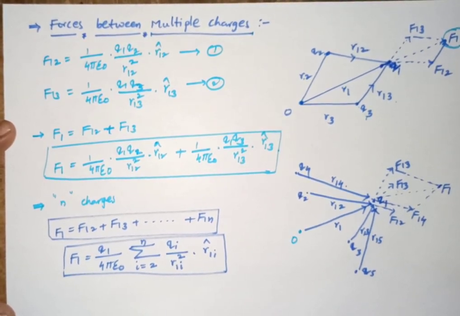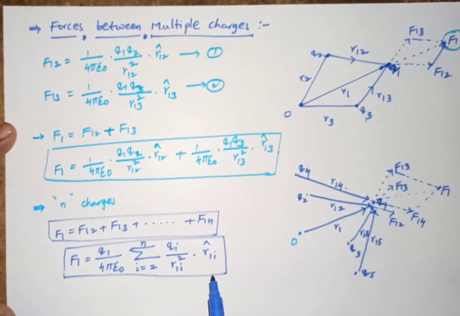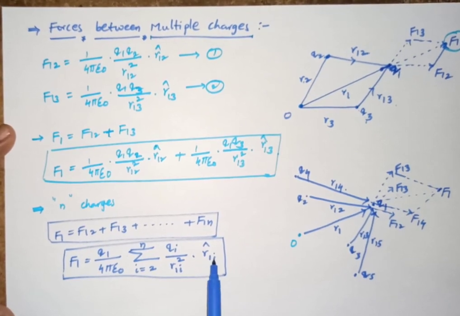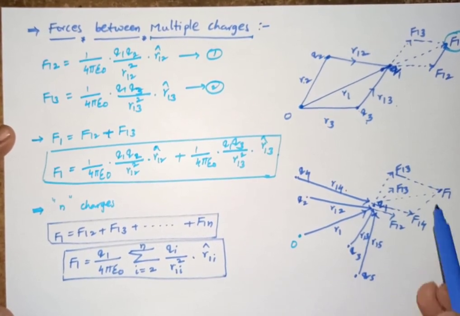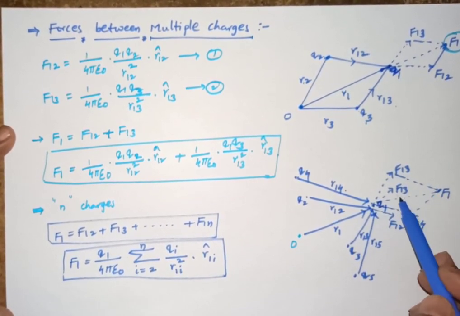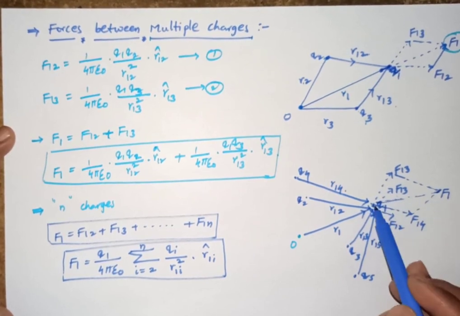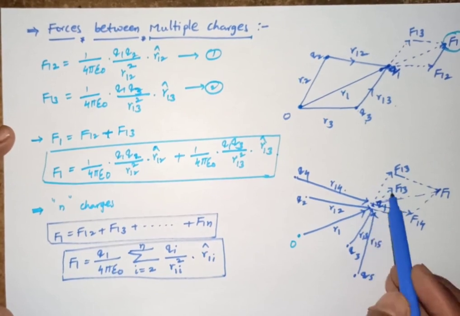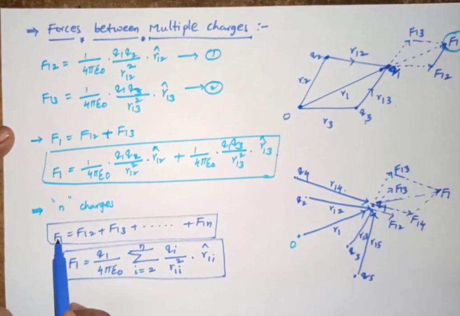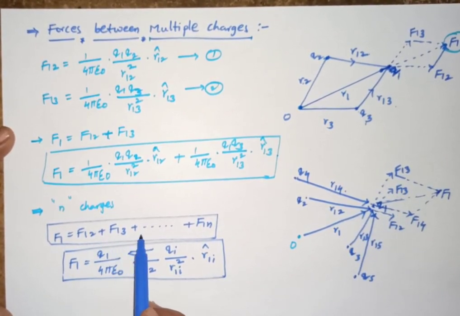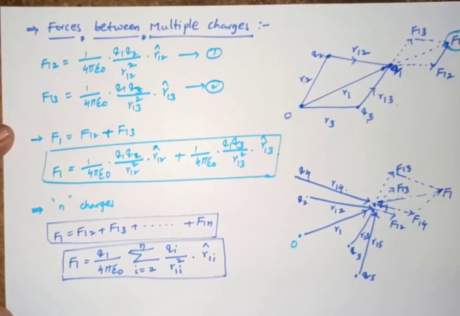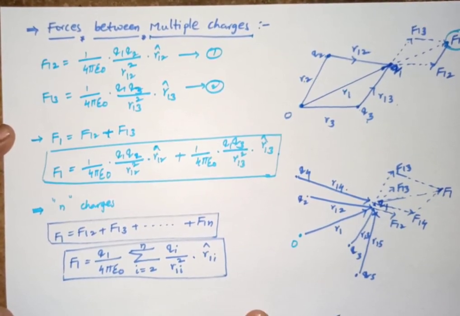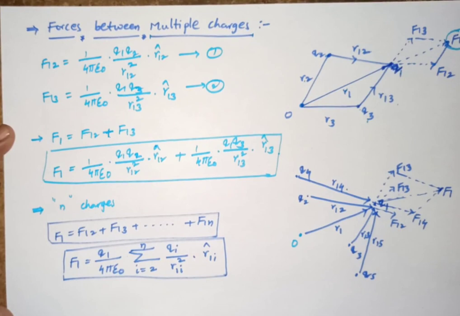The vector sum is obtained using the parallelogram law of addition of vectors. This is the resultant vector on q1 from all the forces, so F1 equals F12 plus F13 plus so on up to F1n. This is about the forces between multiple charges.